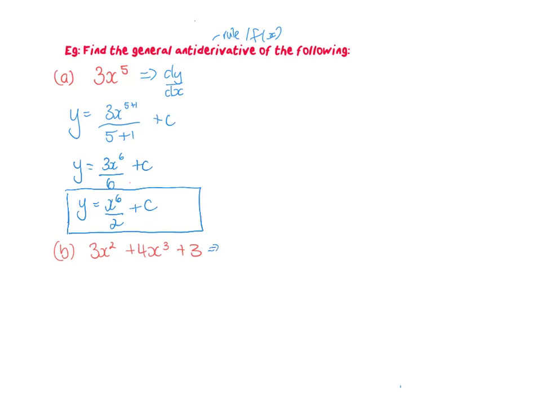Remember, this is dy dx, and we're going back to the function, so what y equals. And like when you find the derivative of each term, you find the antiderivative of each term. So this first one is going to be 3x to the power of 2 plus 1 divided by 2 plus 1. Then I'm going to take the 4x, raise that power by 1 and divide by that 3 plus 1.